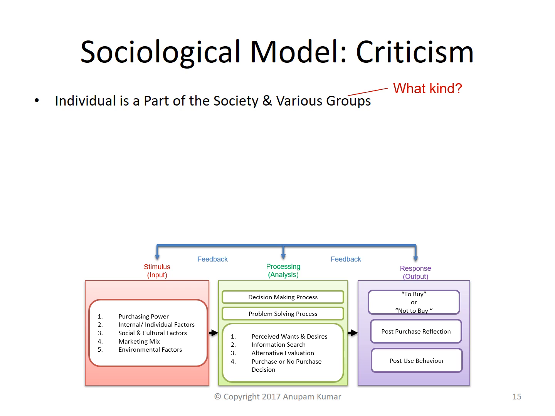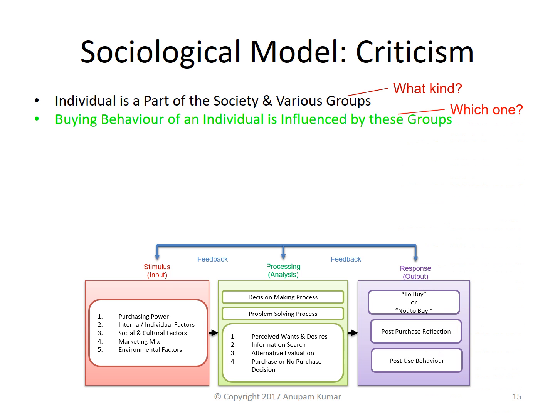Secondly, it states that the buying behavior of an individual is influenced by these groups. Since the kinds of groups have not been identified, by simply stating that the buying behavior is influenced by these groups, there is no certainty as to what kind of effect or what kind of behavior can be expected from those individuals. Furthermore, the model does not specify the amount of influence of different kinds of groups.